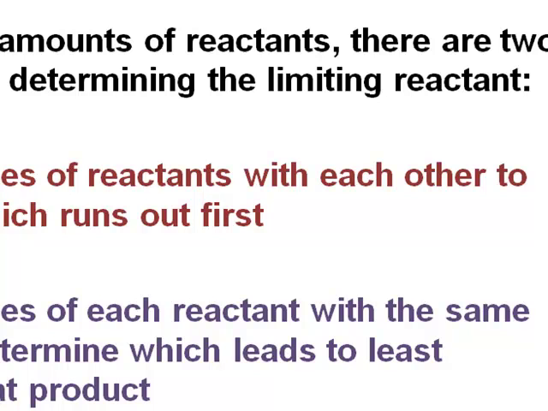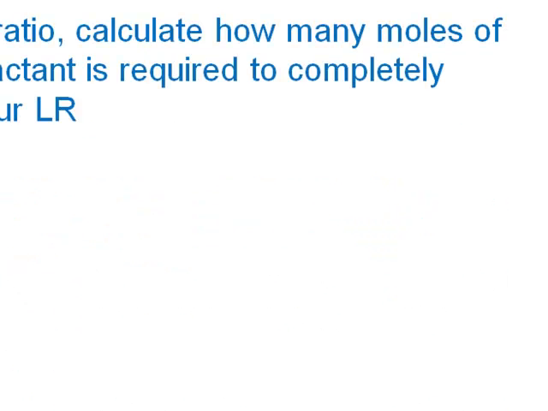Let's look at number 1 first. Approach number 1. Assume one of the reactants is the limiting reactant. So you say, I'm going to assume the car body is the limiter, or I'm going to assume oxygen is the limiter, I'm going to assume the fuel is the limiter. Take an assumption and then go with that assumption. Then use the mole ratio. Calculate how many moles of the other reactant is required to completely consume your limiting reactant.